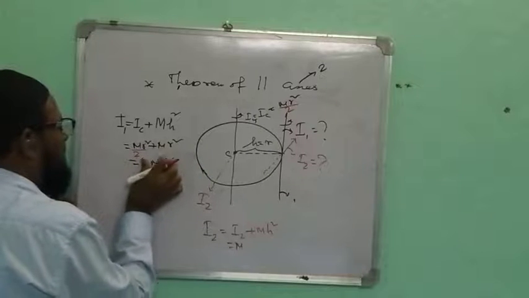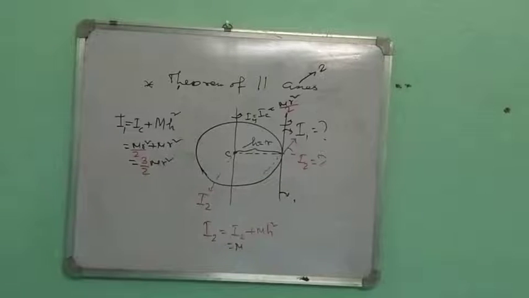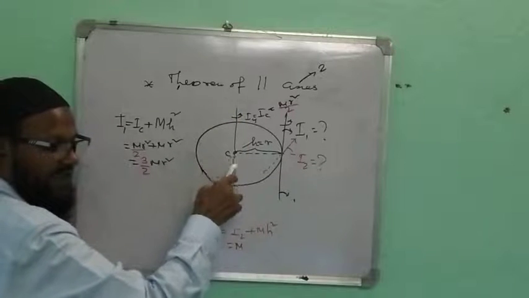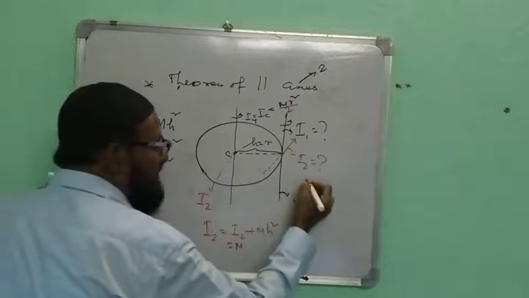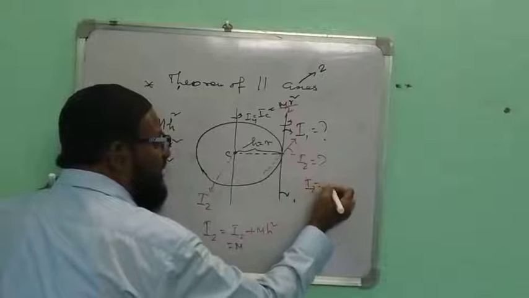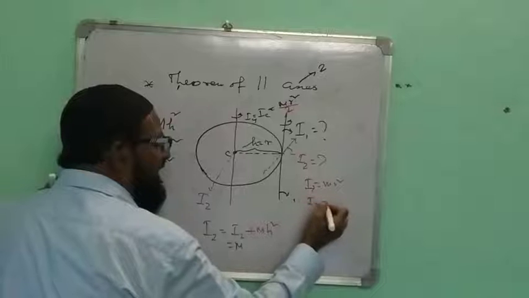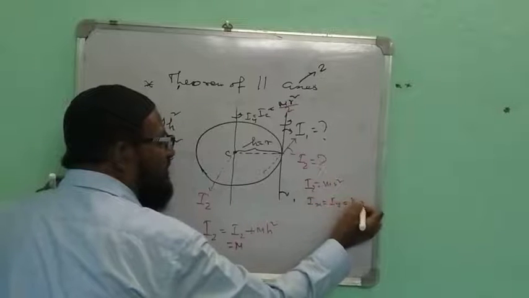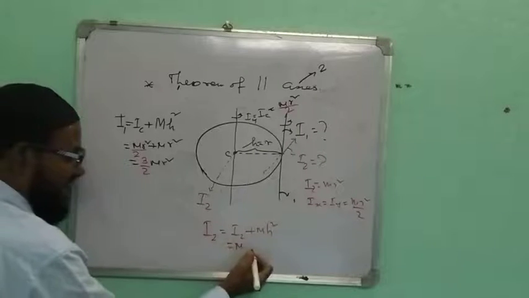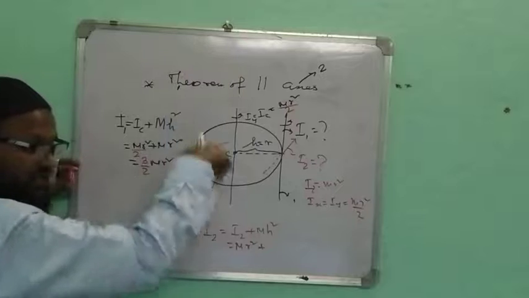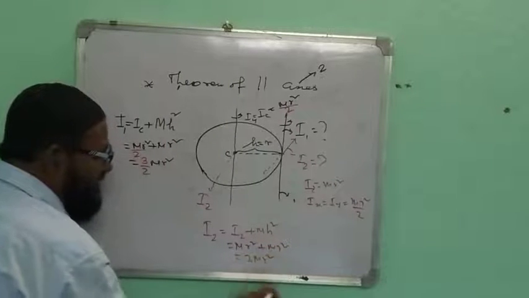This is wrong. Please see here. I_Z is M R square. I_X equals I_Y. Imagine I_Z equals M R square, and I_X equals I_Y equals M R square by 2. Therefore this is 3 by 2 M R square. But here, I_Z equals M R square, and this is also M R square, that equals 2 M R square.